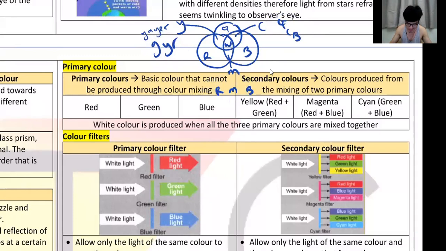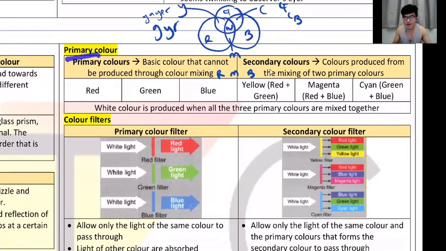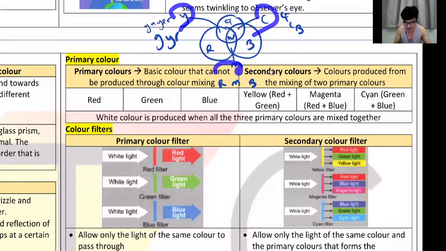So this is what we call primary color, that means the basic color RGB, and then of course the secondary color, which is the CYM: cyan, magenta, yellow.